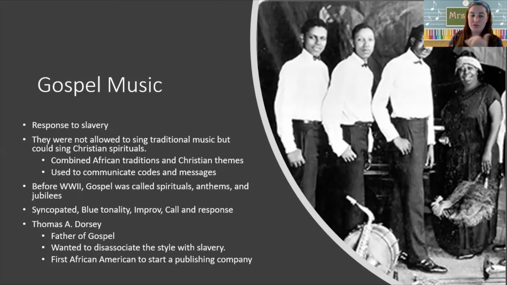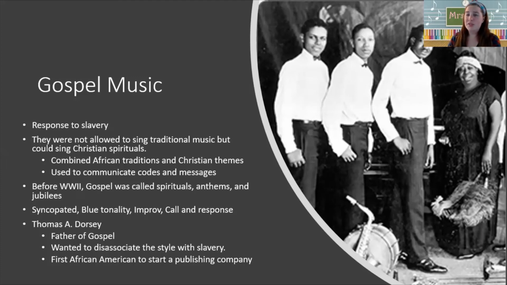Before World War II, gospel was called spirituals, anthems, and jubilees. Post World War II, we start calling it gospel. And it includes lots of syncopation, so not falling right on the beat, lots of blue tonality, improvisation, a lot of that call and response. It's very much a participatory type of music.